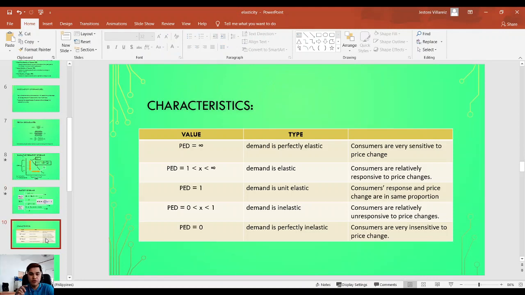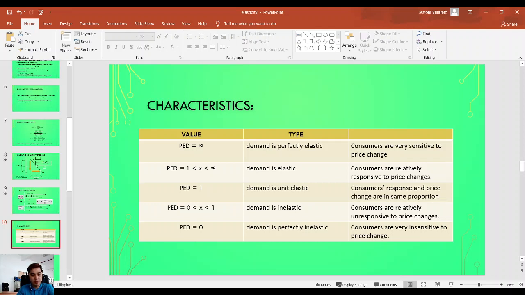And then if your PED is equal to 1, then we have a unitary elastic. So same proportion ang percentage change. Let's say a 10% increase in price will lead to a 10% decrease in quantity. But if your PED is greater than 0 but less than 1, then it is inelastic.